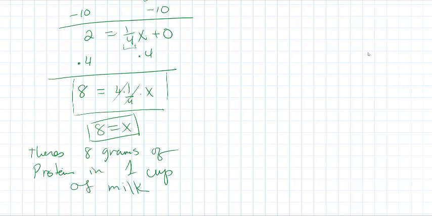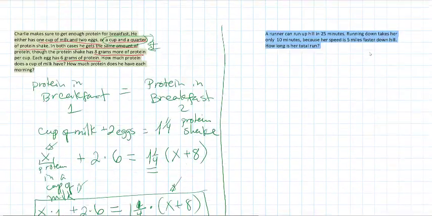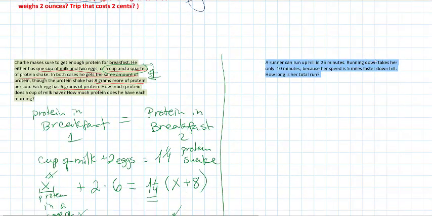Okay, that's the first part of our question. We had a second part. Let's go back up and look at it. Okay, so how much protein does a cup of milk have? It has 8 grams, right? Which would mean that the protein shake now has 16 grams of protein, because it has 8 grams more per cup.